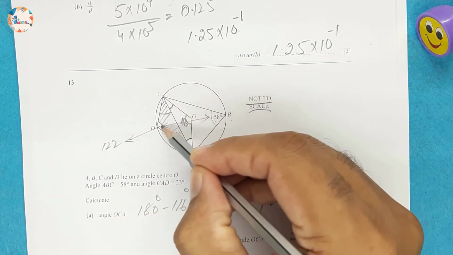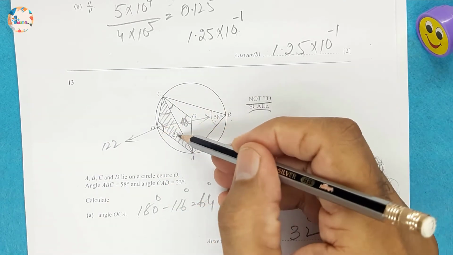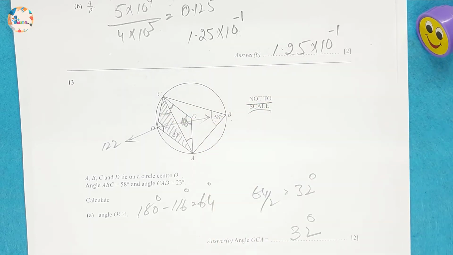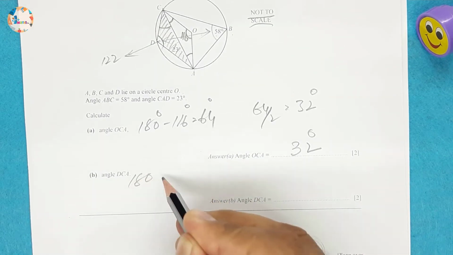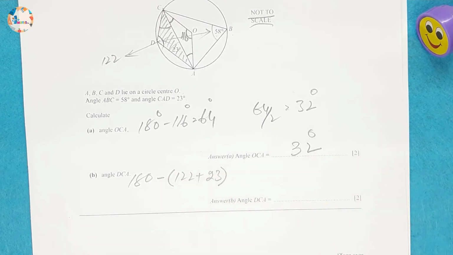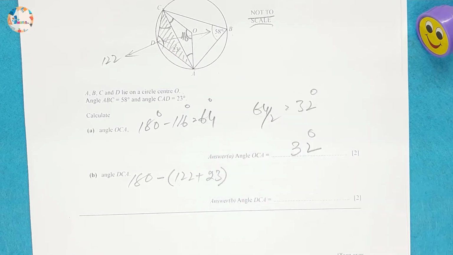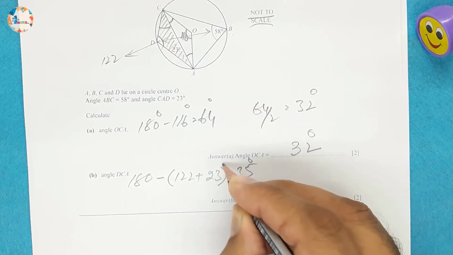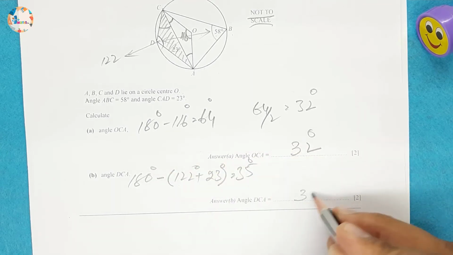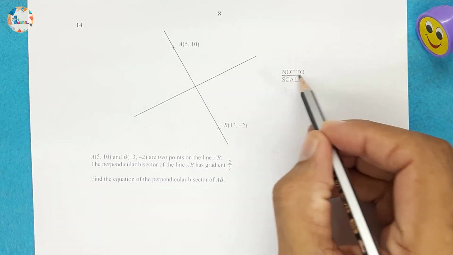Now we can consider this triangle. In this triangle, this is 122, this is 23. So the remaining angle we can calculate, and we will show working: 180 minus 122 plus 23 will result in 35. So the angle will be equal to 35 degrees. Hopefully you understood this. Then question number 14, this diagram is not to scale.